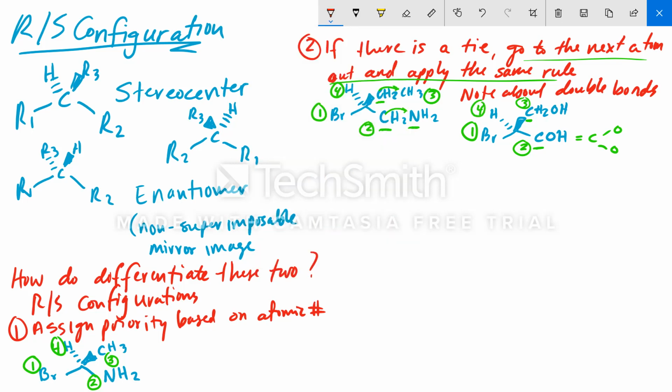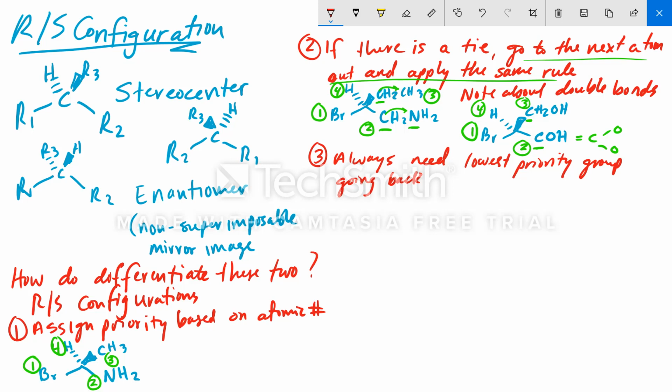The last thing we need to look out for is that, in order for RS to work and to get the correct answers, we always need to have the lowest priority group, or group priority 4, going back, or going away from us. So notice that in each of the molecules we've drawn so far, the H is on the dashed bond. It's going away from us. So that's good. That's what we want. We're going to address what happens when the H is not going away from us in just a minute.